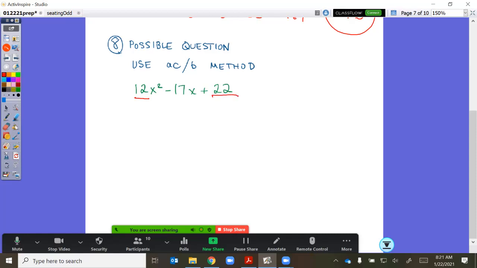What's 12 times 22? 264. Factors of 264 that add up to -17. This is just for demonstration purposes. I wouldn't put a problem like this on the test. For a demo, you wouldn't put something this hard.